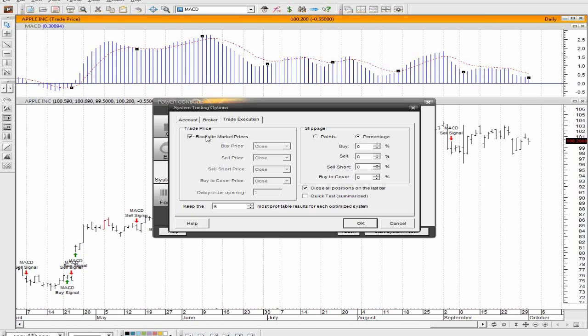So to make it realistic, what the software does is it waits till the close of the bar. And since you can't buy on that bar anymore, it's closed, it'll pick up a position at the open of the next trading day.